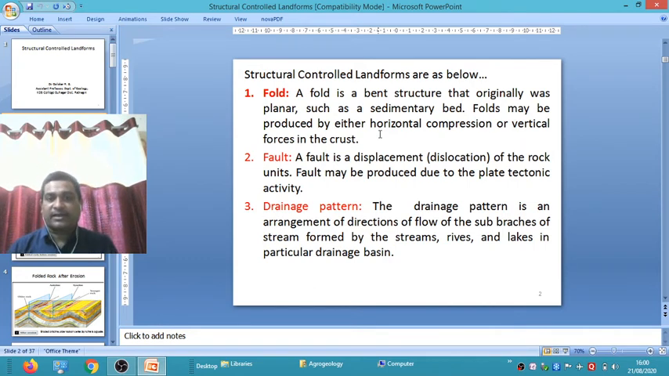Another is drainage pattern. Drainage pattern is a very important structural landform, seen as part of stream channels or drainage basins. The drainage pattern is an arrangement of the direction of flow of the sub-branches of the stream formed by the stream, river, or lakes in particular drainage basins.